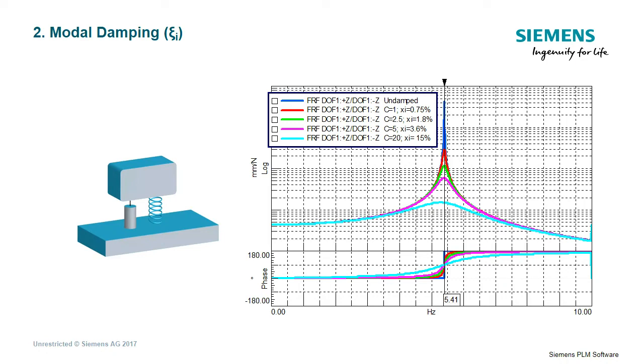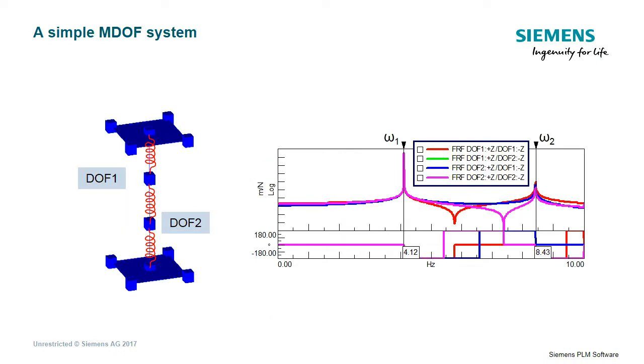However, while modal damping is defined as a percentage, and it's quite easy to understand, mastering the physical mechanisms behind damping is generally quite complex, as it often involves nonlinear phenomena. The last modal parameter we need to discuss is the mode shape.